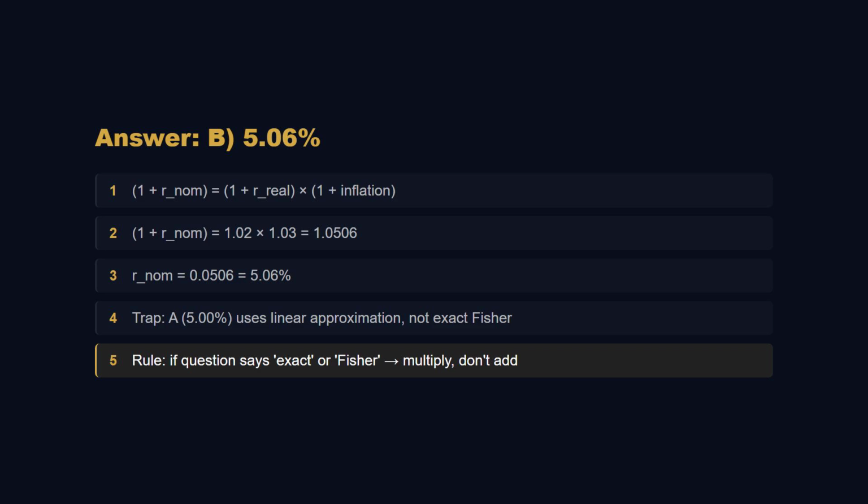If you chose A, 5%, you used the linear approximation, 2 plus 3. That is close but not exact. The exam asks for the exact Fisher equation. The trap. Whenever the question says exact or Fisher equation, you must multiply, not add. Choice A is always the wrong answer trap on Fisher equation questions.